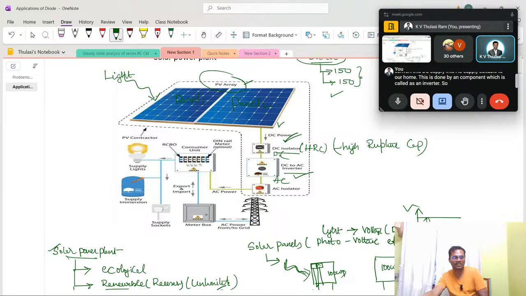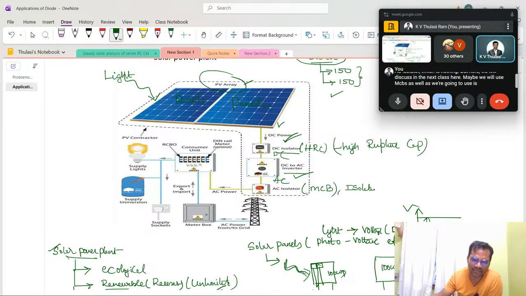So this inverter will convert this DC supply to AC supply, and after connecting to the AC supply, we need to connect this to our meter. Here this is called the AC isolator, which we will discuss in the next class. Here we will use MCBs, as well as isolators of the required 40 ampere rating or 100 ampere rating. So after connecting to the isolator, we are connecting to the distribution box.